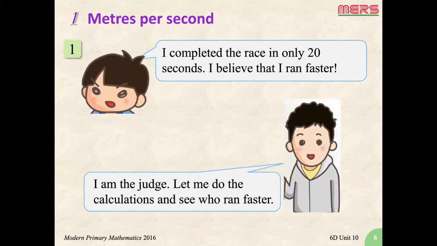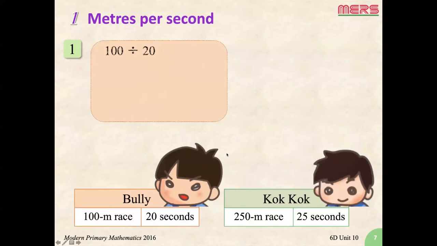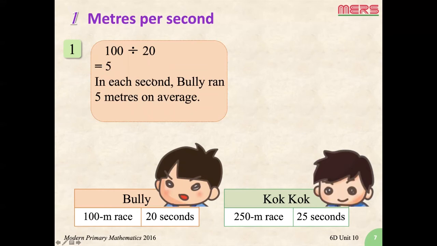Students, can you help Mr. Danny find out with the calculation who ran with the faster speed? Let's do it together. Bully said, I ran faster. Let's check. His race is 100 meters, and we divide it by 20 seconds, the time he finished the race. 100 divided by 20 is 5. What does it mean? In each second, Bully ran 5 meters on average.